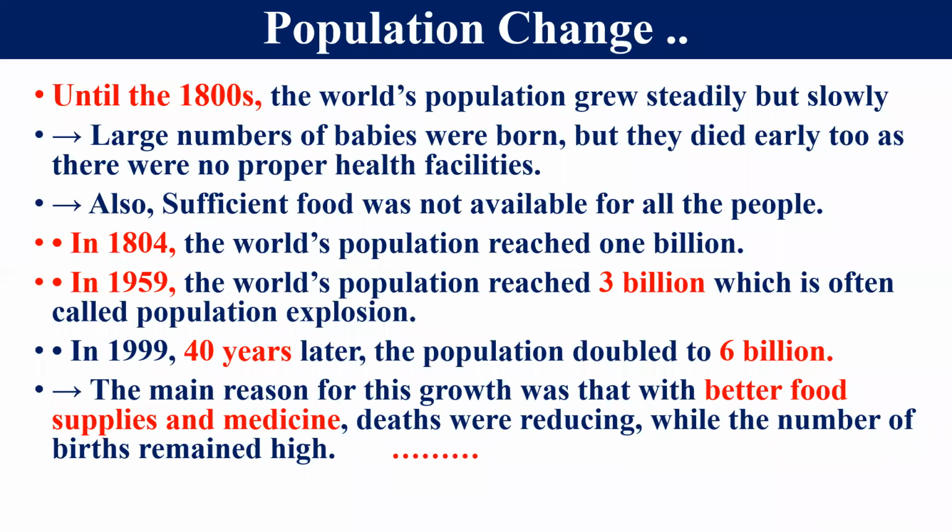The basic reason is that we have great medical facilities, better healthcare facilities, and better food supplies. Due to this, the death rate was reduced, but the birth rate couldn't be reduced as much. We try to reduce it, but it is not reduced as much as the death rate has been. So up to 2000, the growth rate of the world was very high, right?